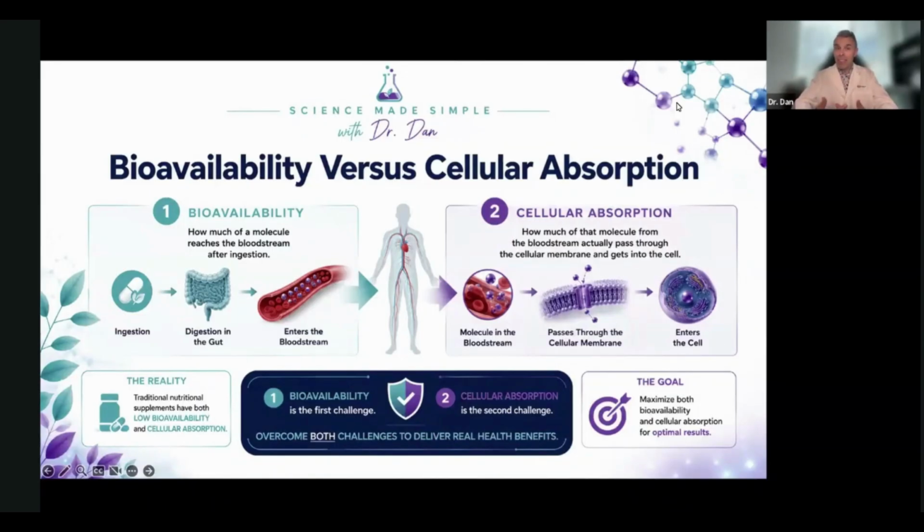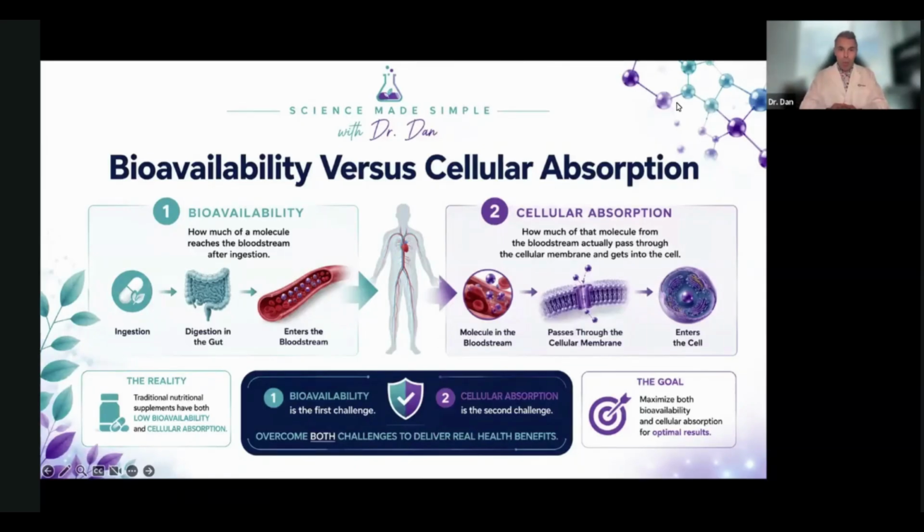But that doesn't actually mean the cell will absorb it. So basically what bioavailability means is how much of a molecule gets into the bloodstream and is delivered to the outer surface of the cell, so then it has the potential to be absorbed by the cell. And then the second part, cellular absorption, is pretty straightforward. Once a molecule gets to the surface of the cell, what percentage of that molecule can actually get through the cell membrane and get into the cell where it could then cause a biological response?